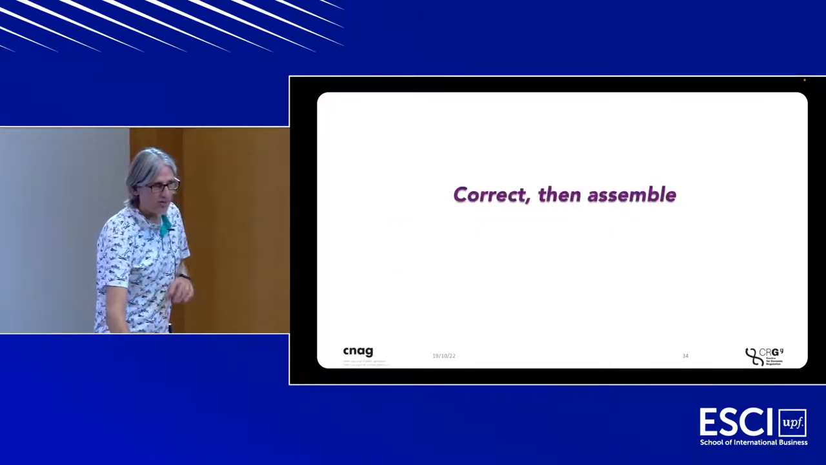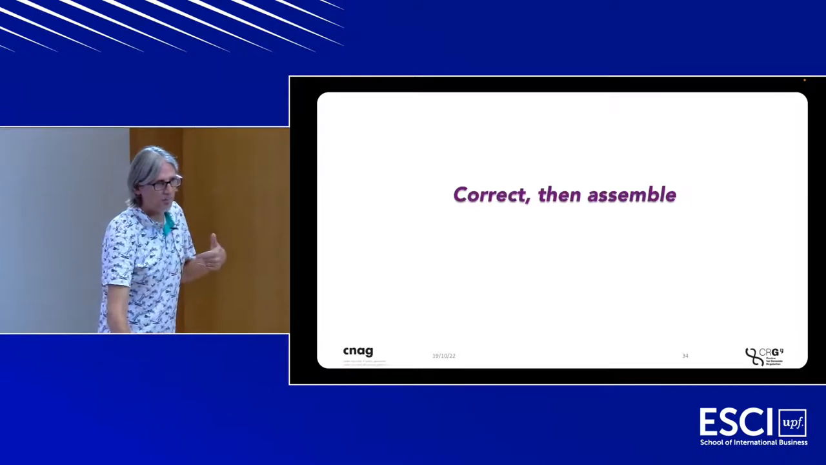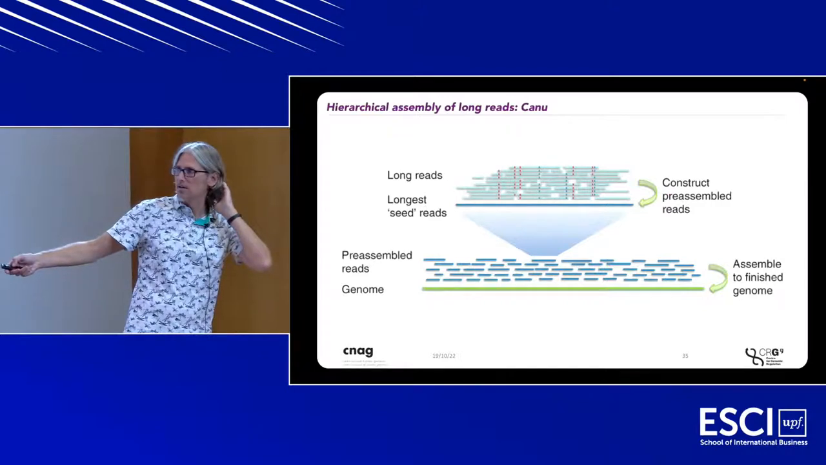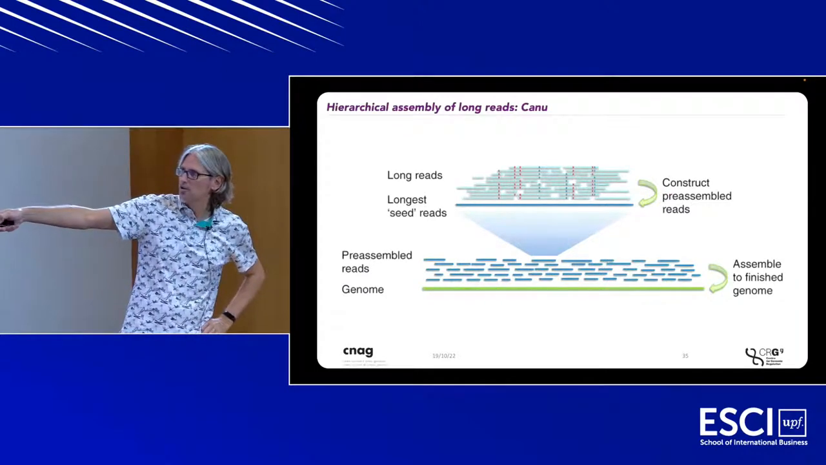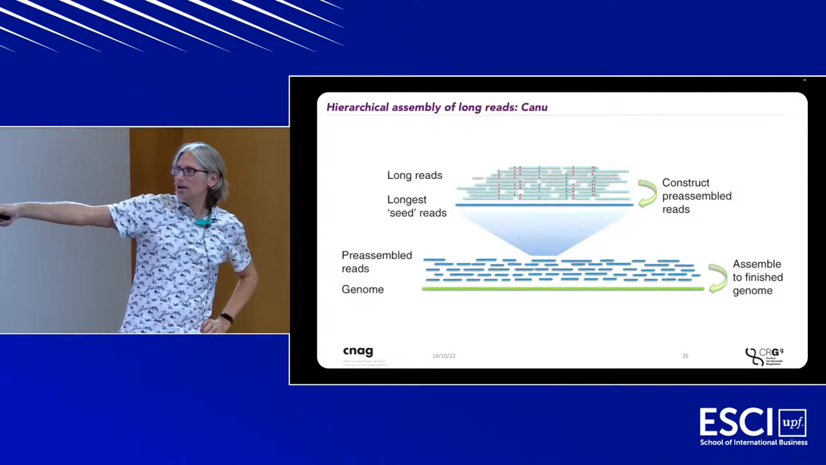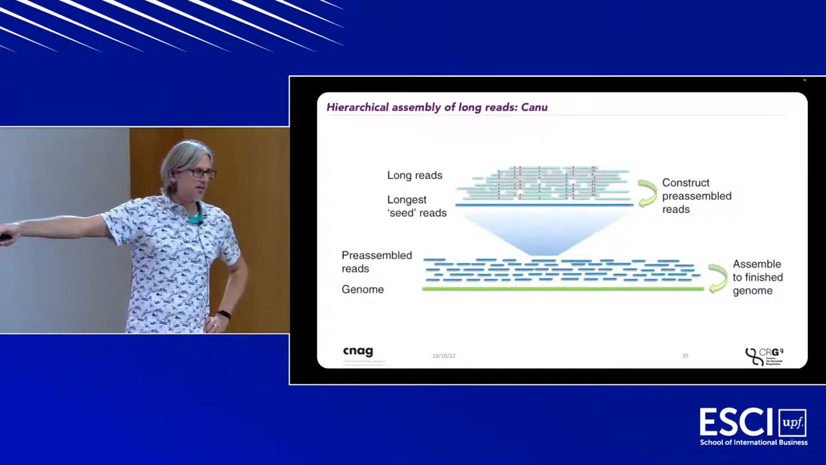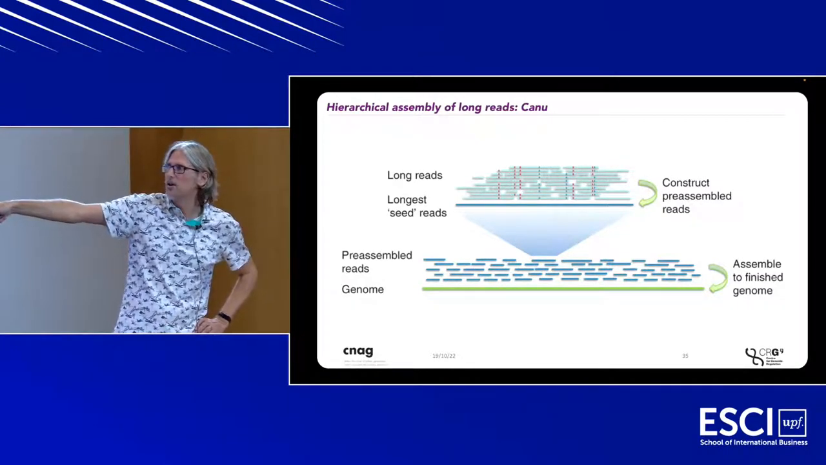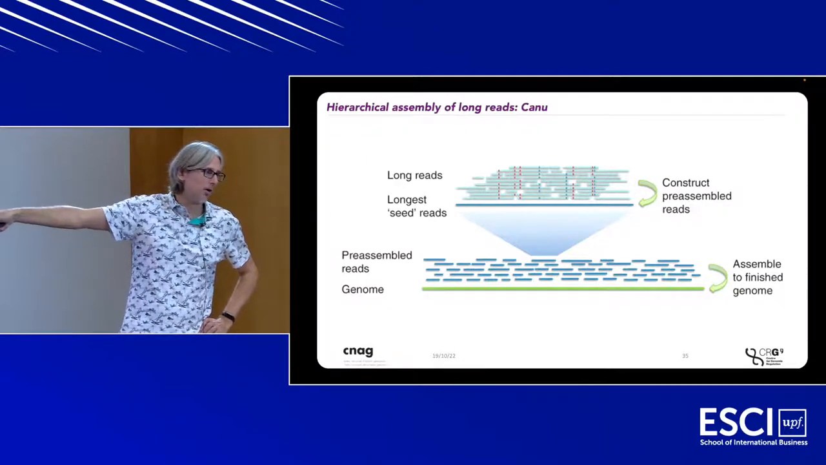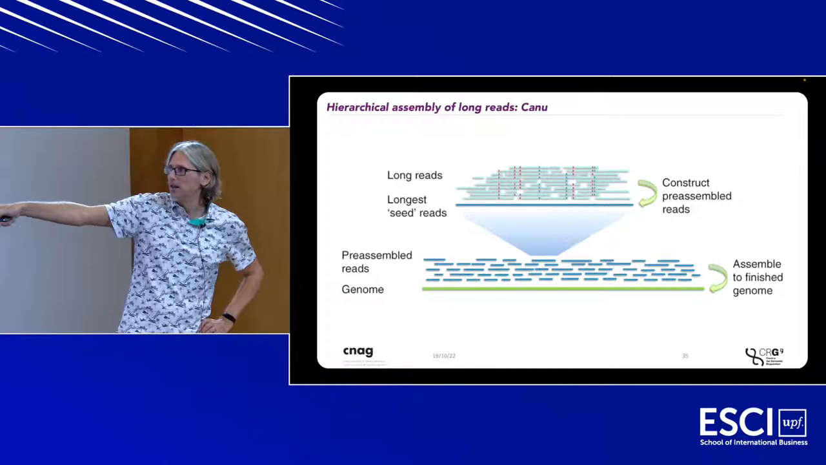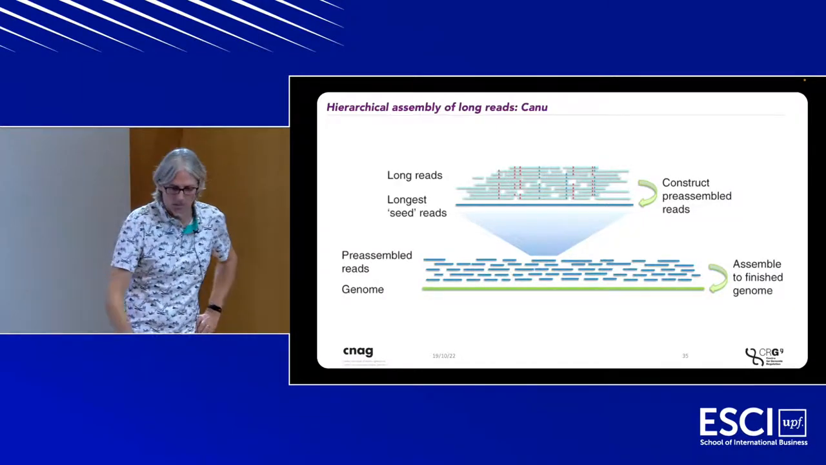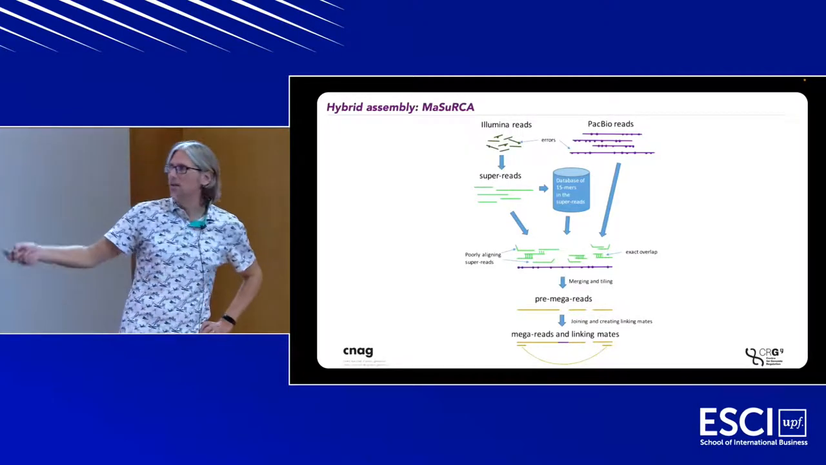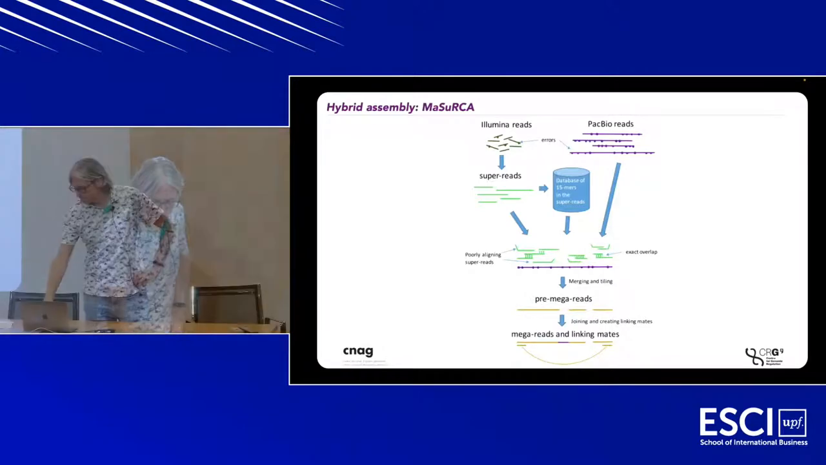And then the other approach is to correct the reads first and then assemble them. Okay? And this is the approach taken by Canu and also Hifiasm. And so what you do is you start with a bunch of reads and you take these long reads and use them as seeds and align the shorter reads to them and then call a consensus and then you have basically a corrected long read, okay? And then you assemble these with your assembly algorithm. Also, a similar process is taken by a hybrid assembler, MaSuRCA.